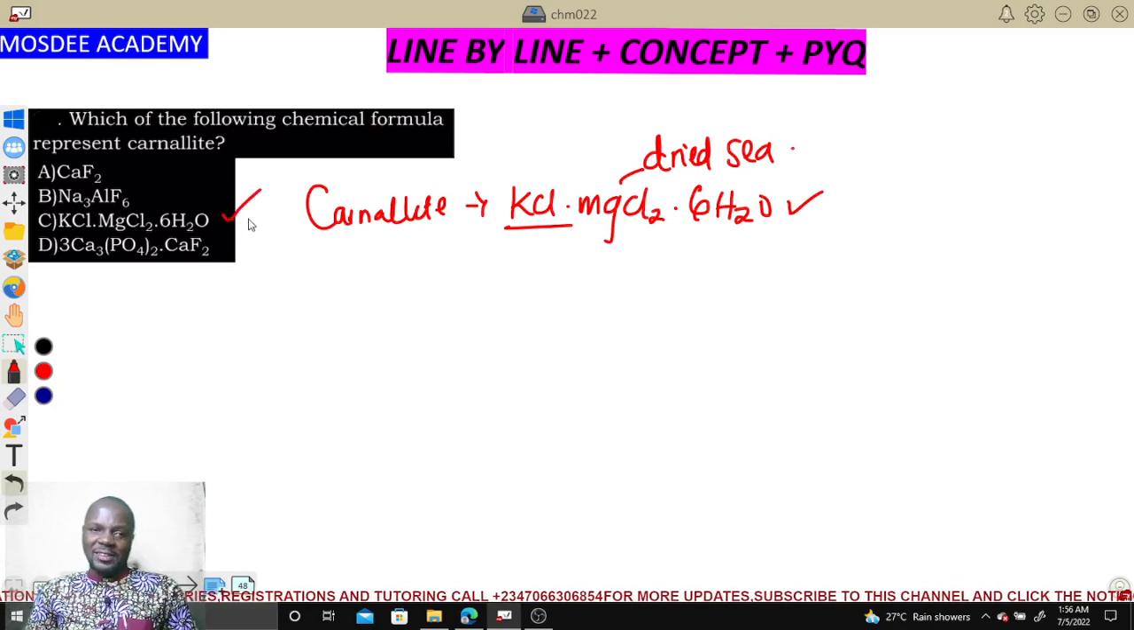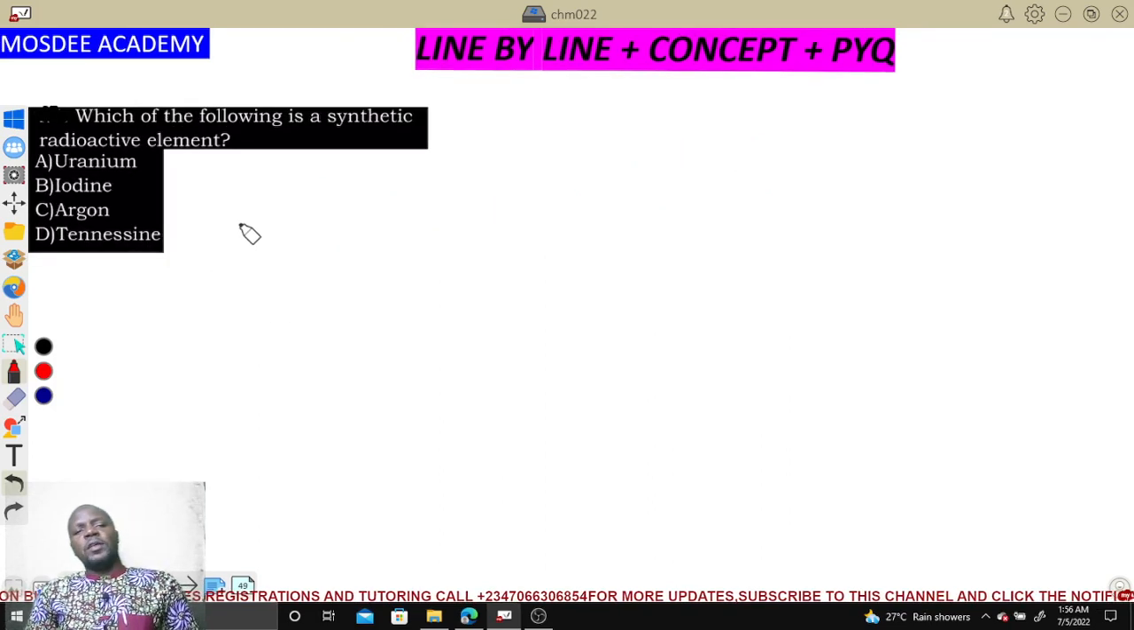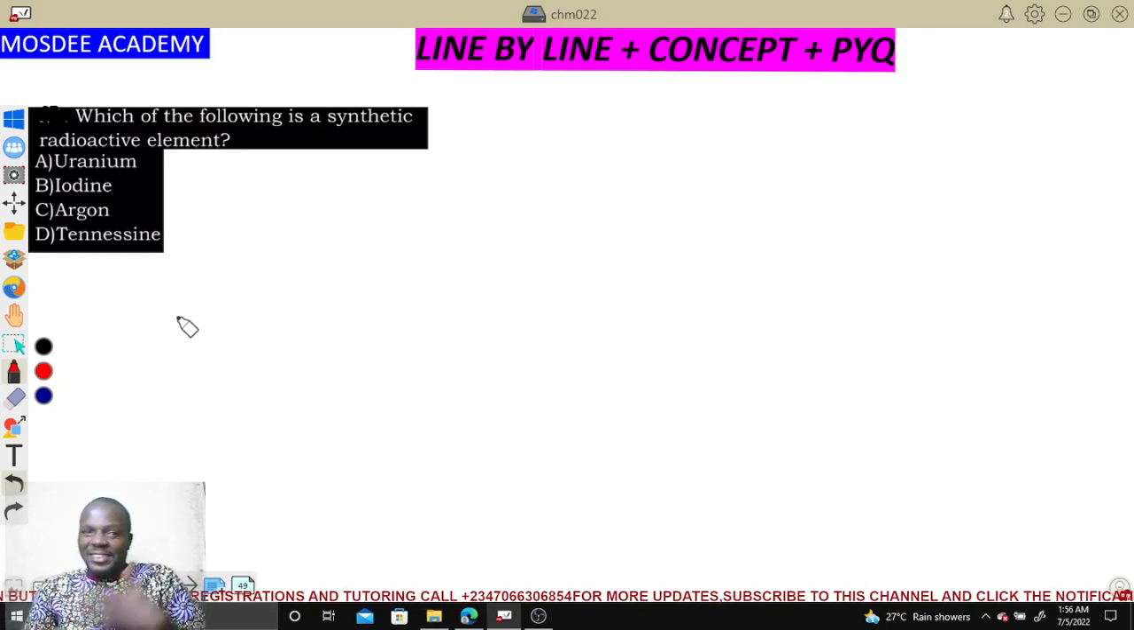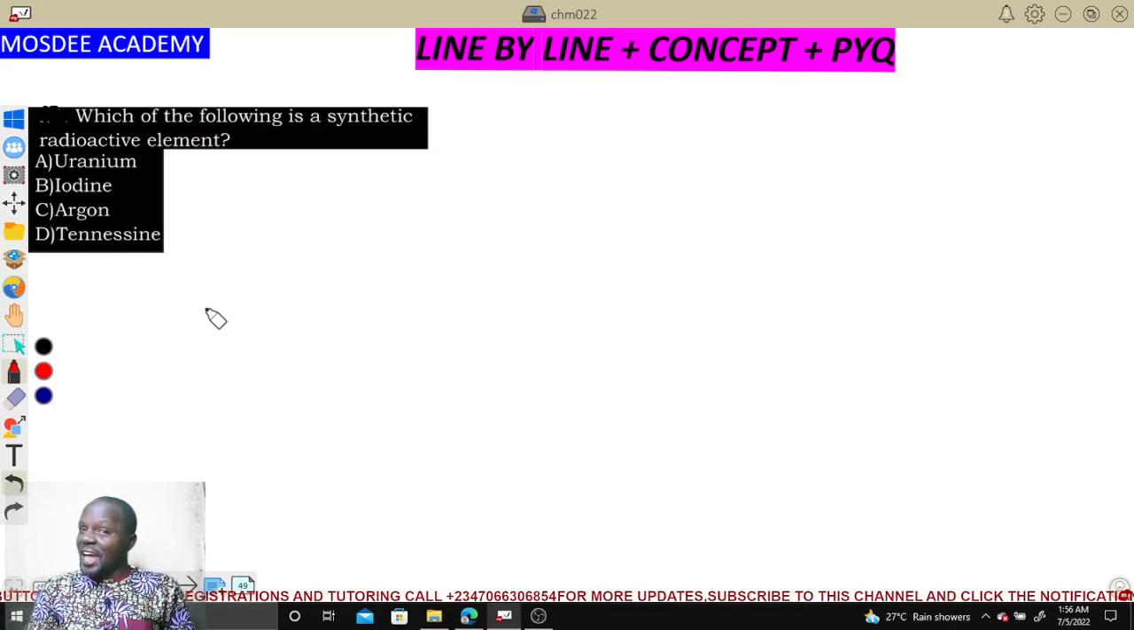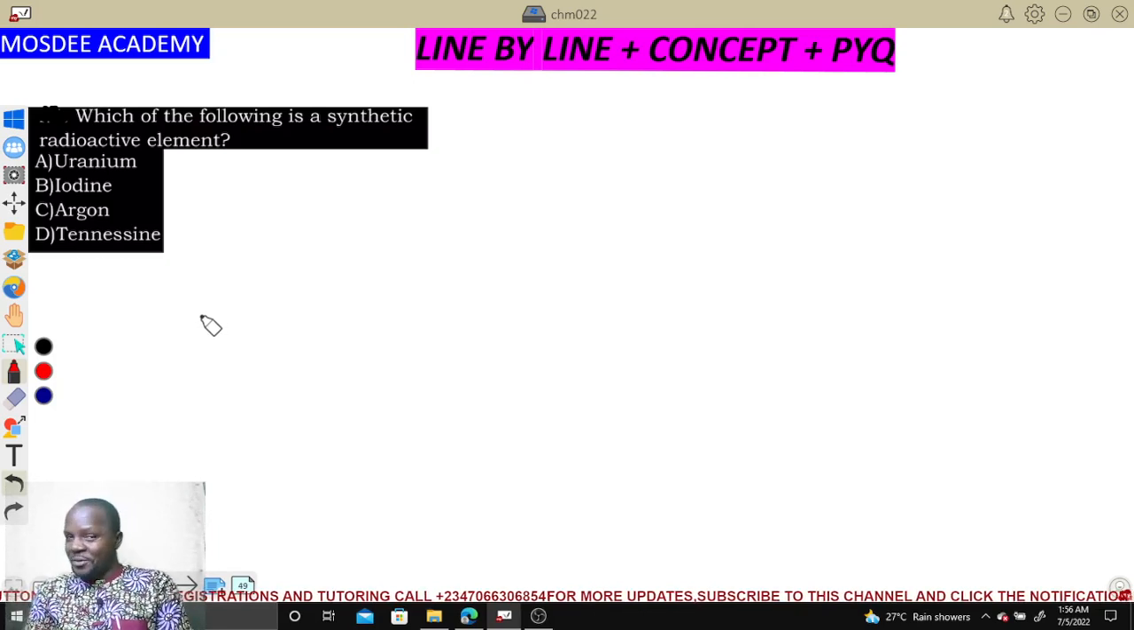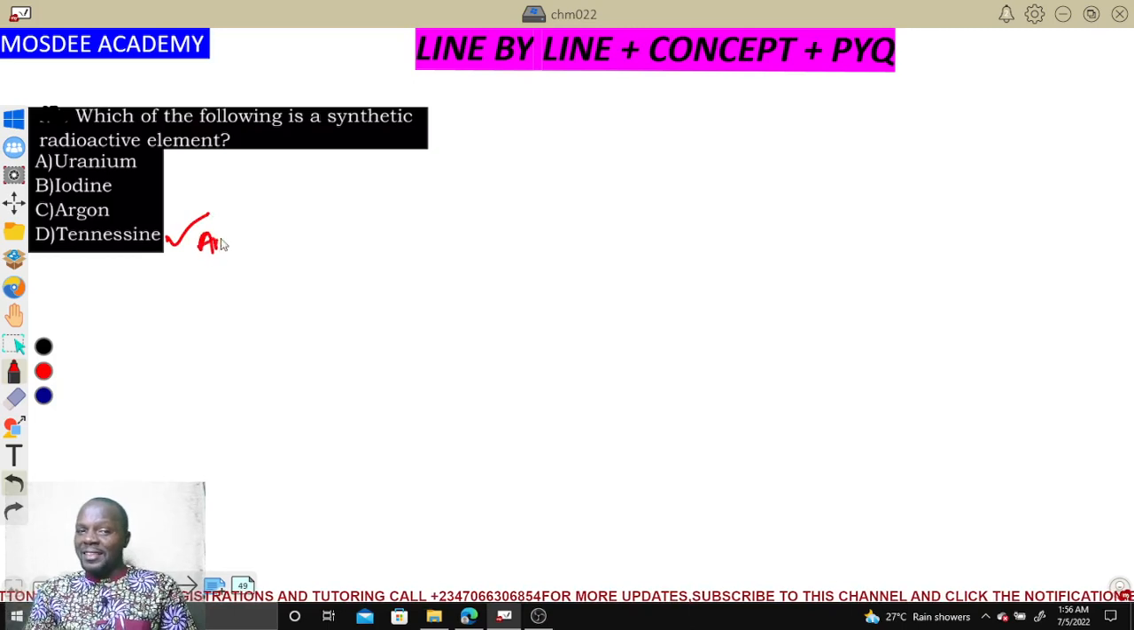So the correct answer to that is this option. We move to the next question. Now, the next question says, which of the following is the synthetic radioactive element? If you followed me, artificially, synthetic wise, you will understand what I talked about. I told you that tennis is an artificial radioactive element and has a half-life of about 0.5 seconds. I talked about that. So this is the right answer to this.